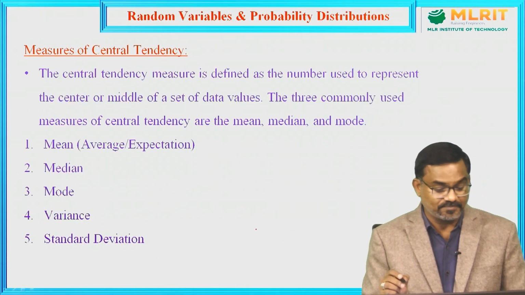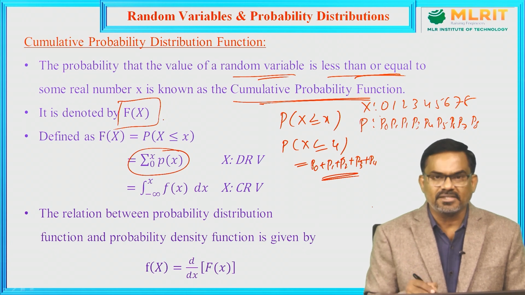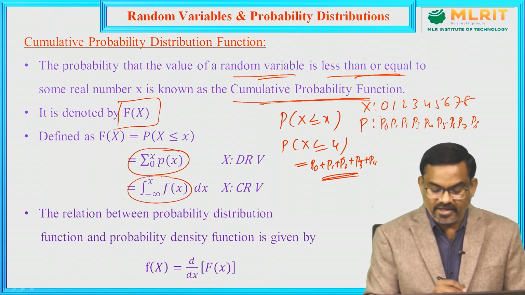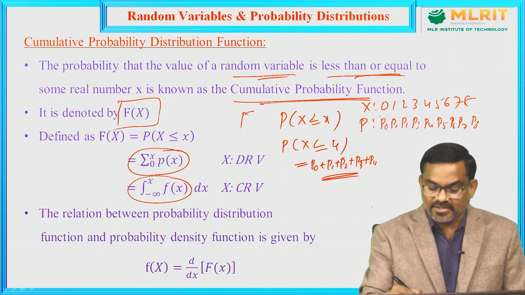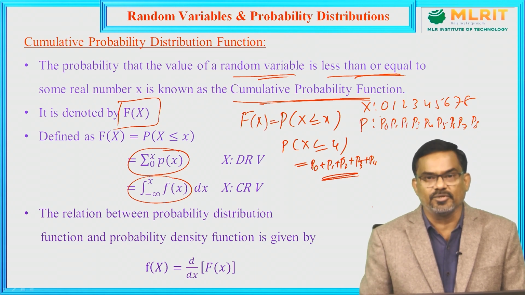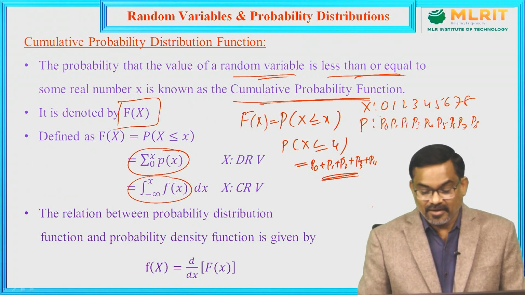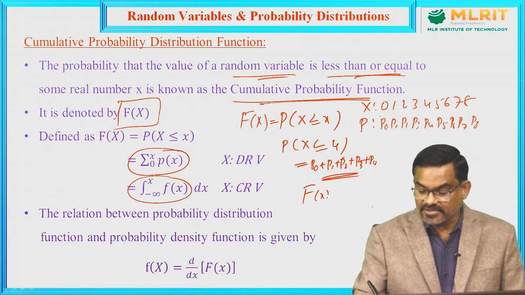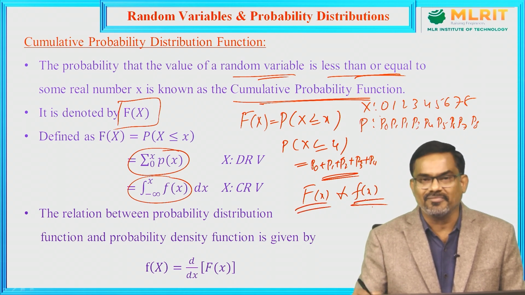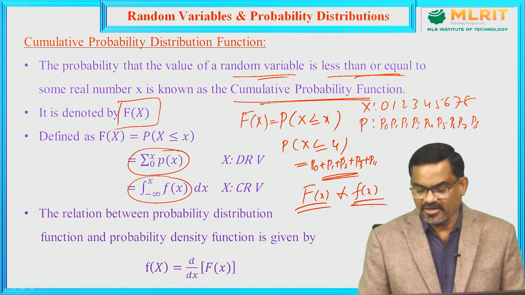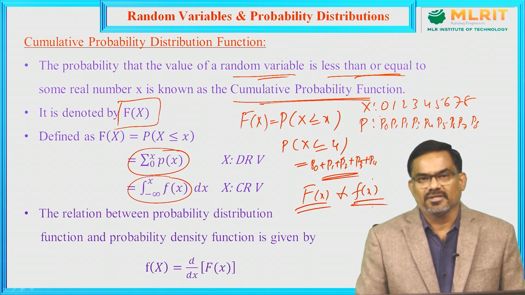In the case of a discrete random variable, we use sigma notation, so summation from 0 to x, and in the case of a continuous random variable, integration from minus infinity to x. So, here capital F of x is the cumulative probability distribution function. And there is a relation between capital F of x and small f of x also. Capital F is the cumulative distribution function, small f is the probability density function in the continuous case and the probability mass function in the case of discrete.